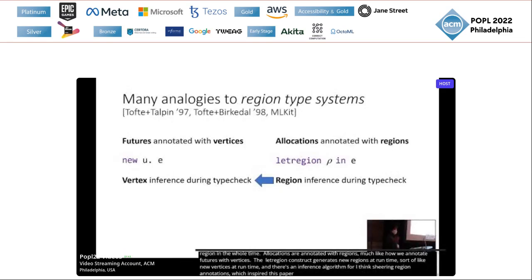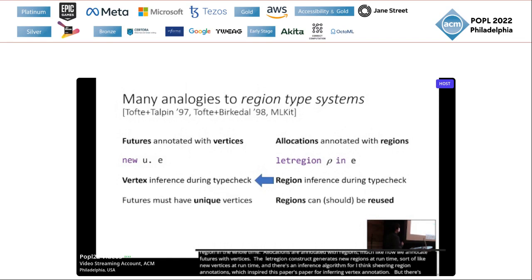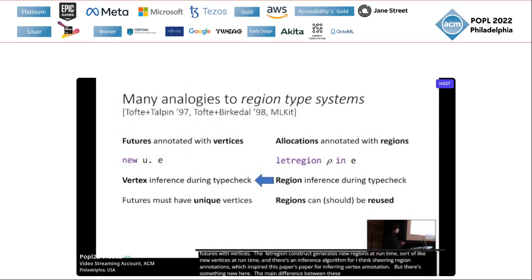But of course, there's something new here. The main difference between these two types of systems is that futures need to have unique vertices, which of course has huge implications on the theory and the inference algorithm. Whereas regions can be reused, and indeed you want to have multiple allocations mapped to the same region because otherwise a region only containing one allocation isn't very useful.